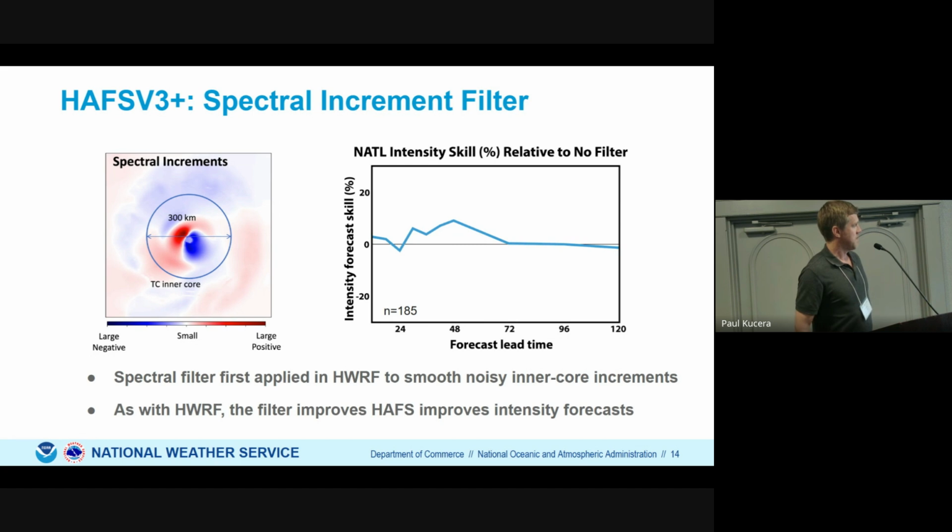So when we apply this filter to hurricanes, we get roughly up to about a 5% improvement in the intensity forecast. When we add IAU and the filter together, the improvements are up to 10%, and they are through all lead times. So certainly, again, this is something that we can use going into HAFS V3, for example, to deal with some of these problems we've been having in the recent versions of HAFS.